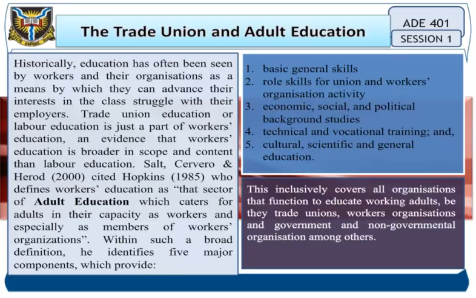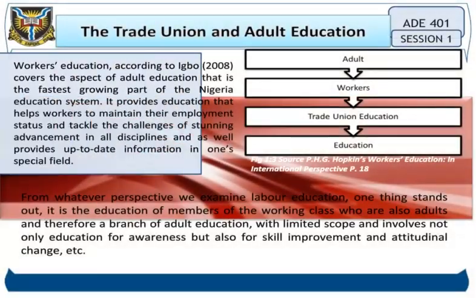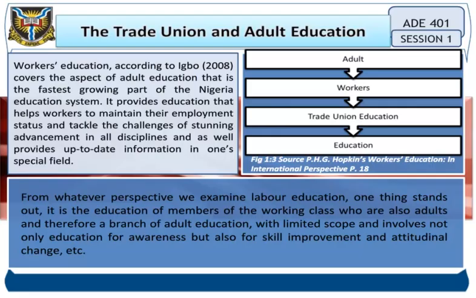This inclusively covers all organizations that function to educate working adults, being the trade unions, workers' organizations, and government and non-governmental organizations, among others. Workers' education, according to Igbo 2008, covers the aspect of adult education that is the fastest growing part of the Nigerian education system. It provides education that helps workers to maintain their employment status and tackle the challenges of stunning advancement in all disciplines, and as well provides up-to-date information in one special field.